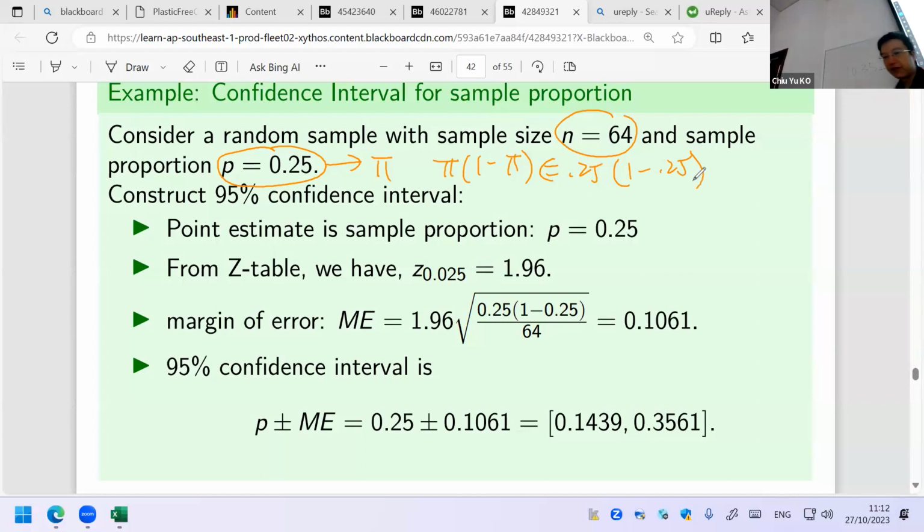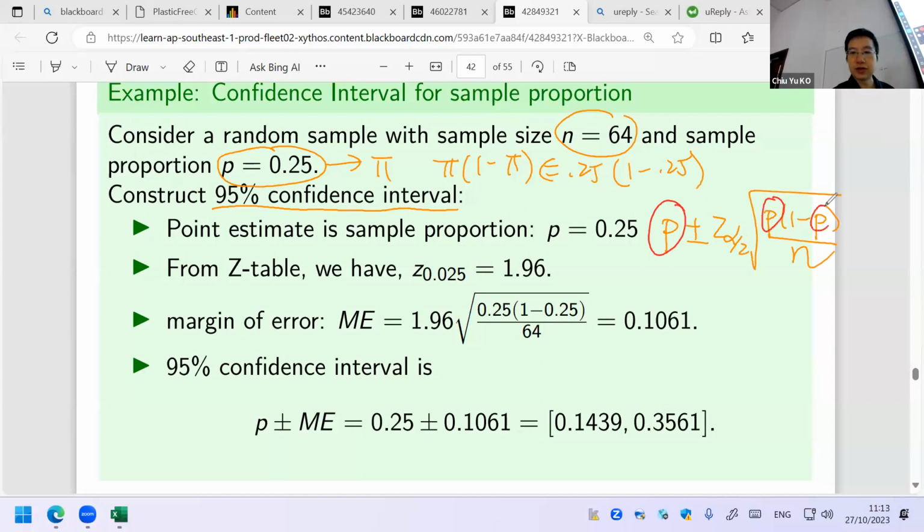And if we want an interval estimate, a 95% confidence interval, how are we going to do that? Very simple. We just use P plus minus Z alpha over 2 times the square root of P times 1 minus P over N. That's the formula. For P, you know already, this you know, this you know, and this you also know.